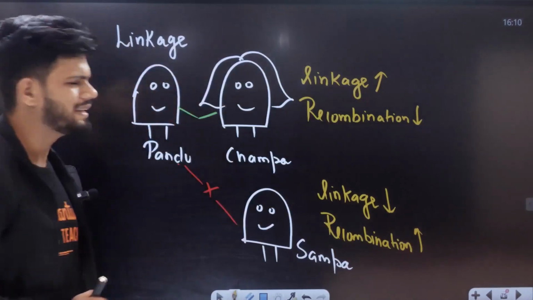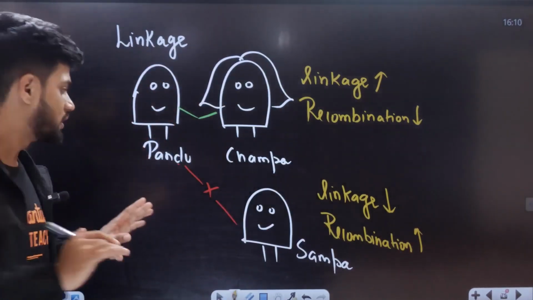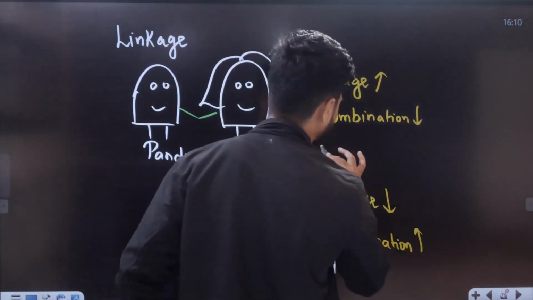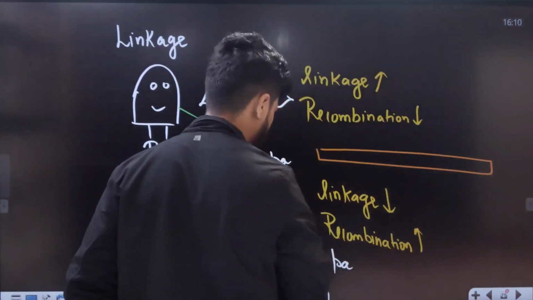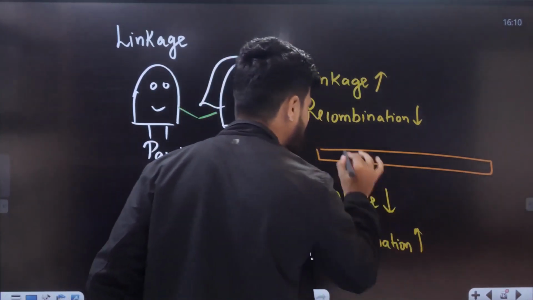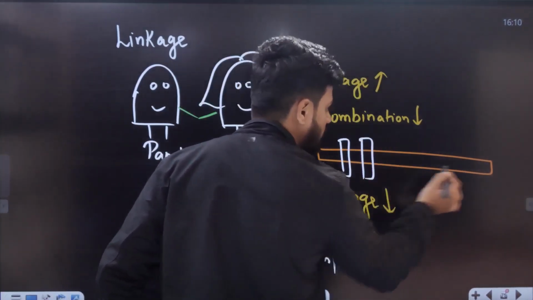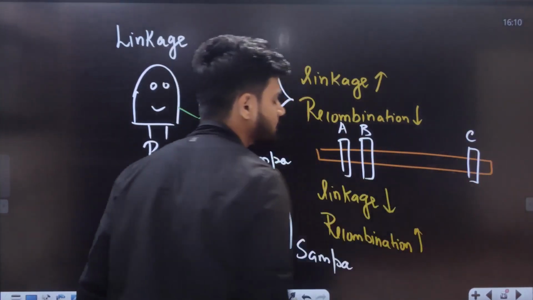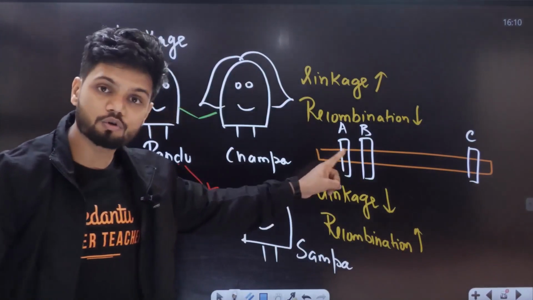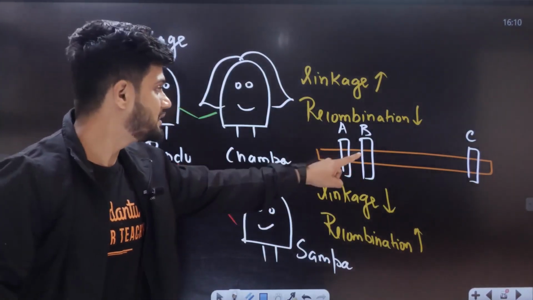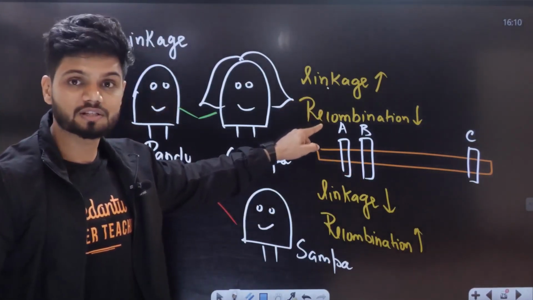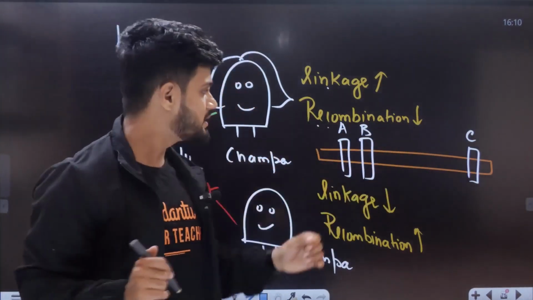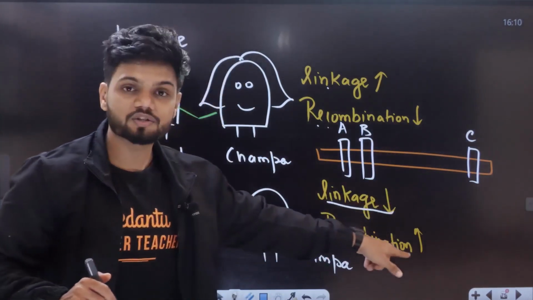Now what is the meaning of this linkage and recombination? Understand. I'll give you the perspective of a chromosome now. For example, I have a chromosome right here. On this chromosome, I have one gene here, and one gene here. Let's say this is gene A, this is gene B, and this is gene C. Now these two genes are very close to each other. It means between them linkage is high, recombination is low. Gene A and C are very far. It means between them linkage is low, recombination is very high.